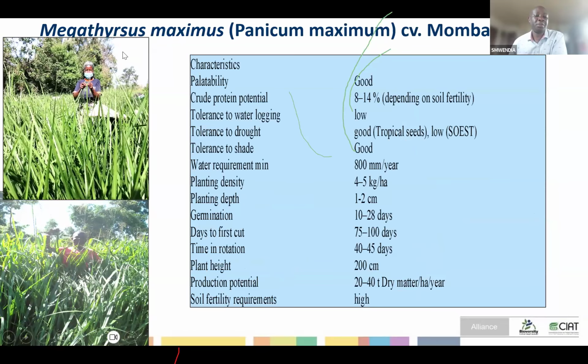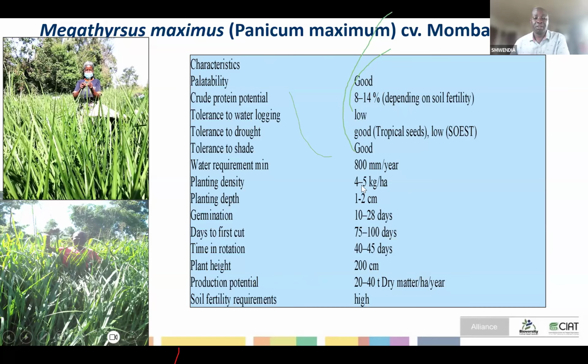Now we come to the Megathyrsus. This is now different from the Urochloa or Brachiaria, and one of the cultivars. Remember, cultivar means there is no crossing. It's the way it occurred naturally. And one of the prominent cultivars we have is Mombasa, that is also registered in Kenya. And you can see, just like the previous pictorial, this is also in Meru. More leaves, less stems. Protein can go up to 14%, and palatability is also good.